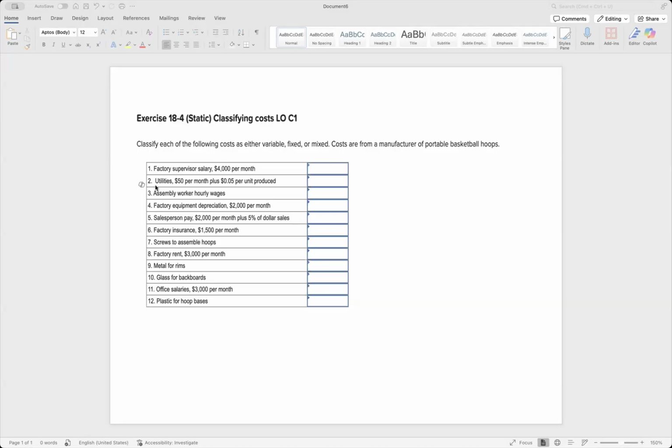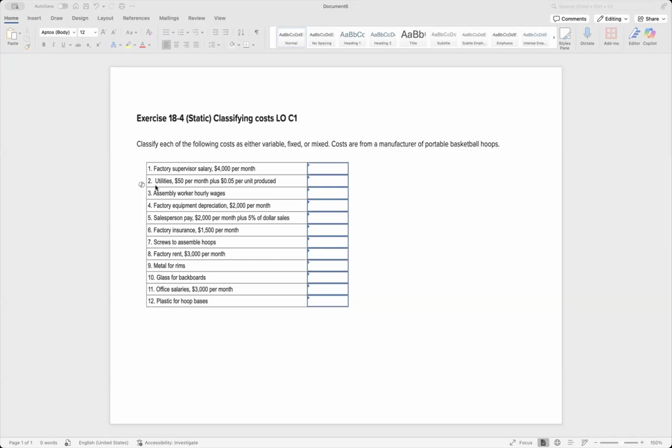So there's a fixed part of this, which is $50 per month. Every month, $50 needs to be paid. However, for every unit produced, they also need to pay 5 cents. So this is going to be considered a mixed cost. All right. Assembly worker hourly wages. So the assembly worker hourly wages is going to be a variable cost because it's going to depend on how many portable basketball hoops are produced. So number three is variable.